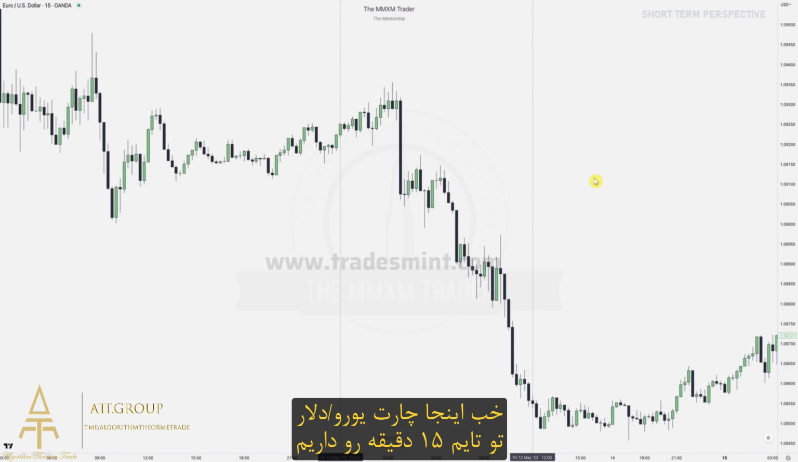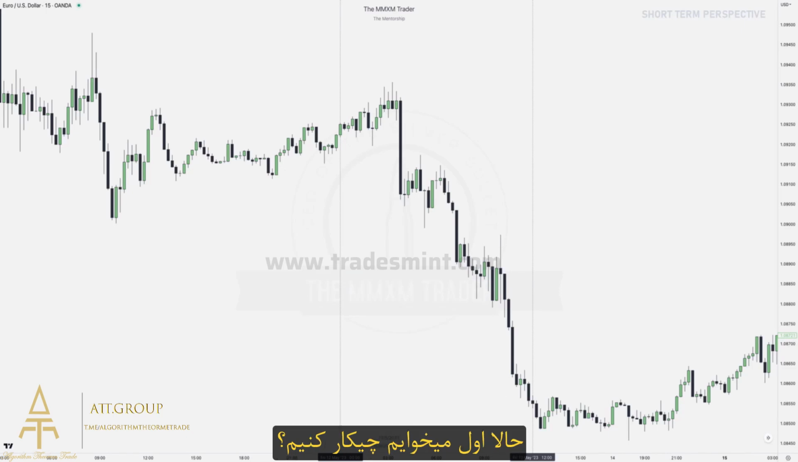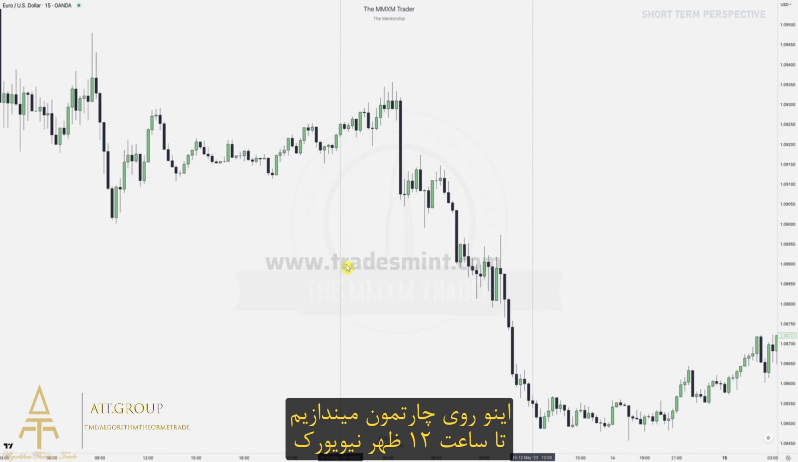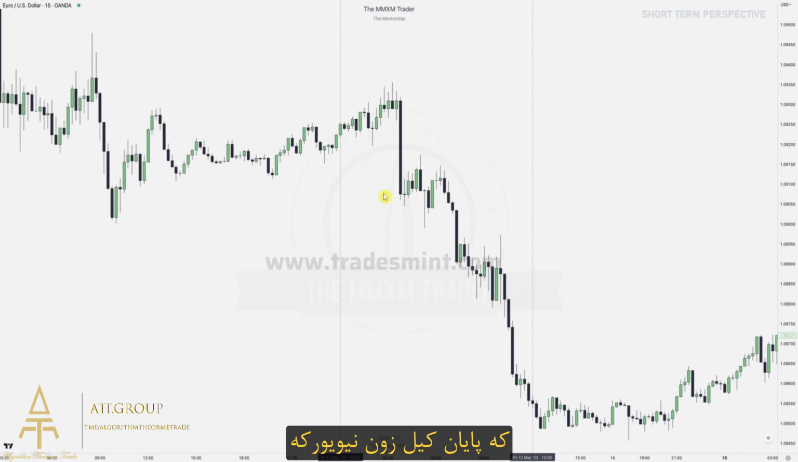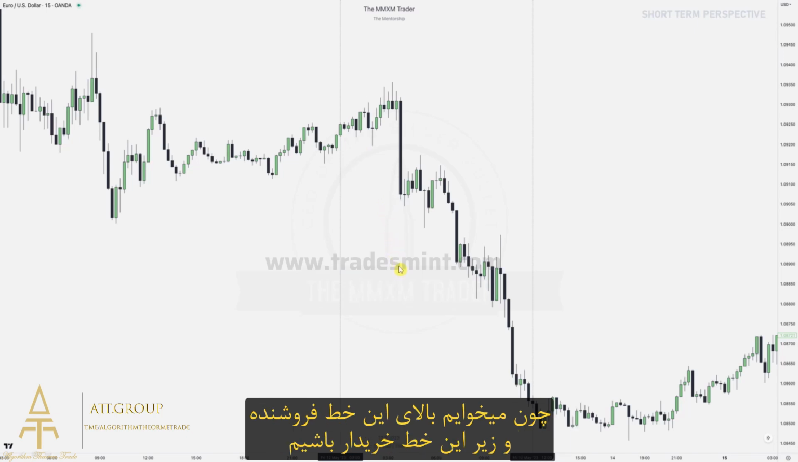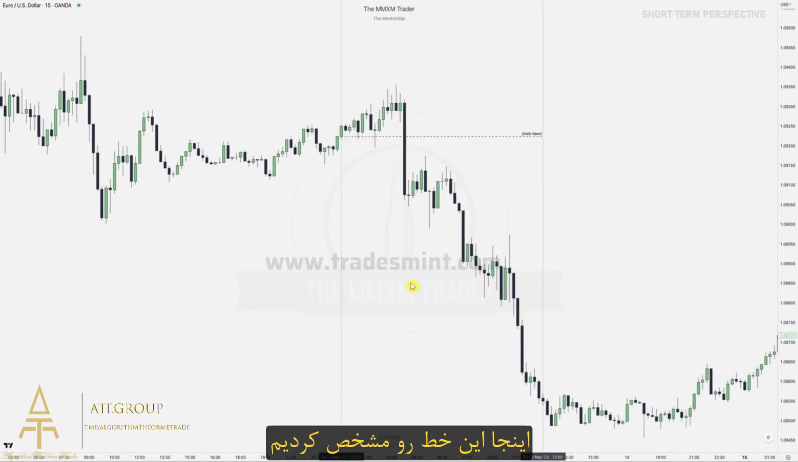Right, so over here we've got a Euro USD 15-minute chart. Now what do we want to do first, right? We want to delineate our New York midnight line, right? We've got that on the chart until 12 p.m. EST, right? The end of the New York kill zone. So what do we want to do at first? We want to draw out our New York opening price line, right? Because we want to be sellers above and buyers below that, right? We've got that line outlined over here.